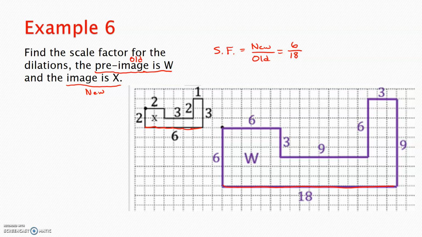Okay. Now, please simplify all of your scale factors. I can simplify this one by 6 and by 6, and I get 1/3. And again, it makes sense. It's a fraction between 0 and 1, 1/3. So if you go from your pre-image W to your smaller image X, it got shrunken down. All right, it got reduced.